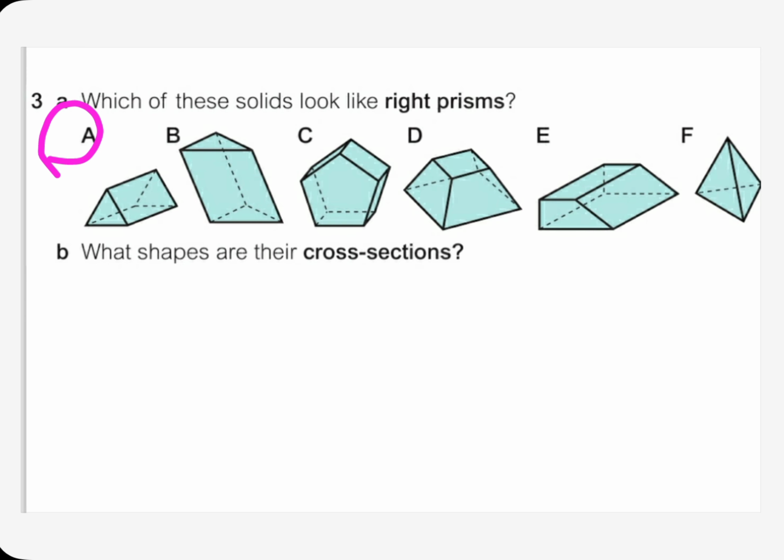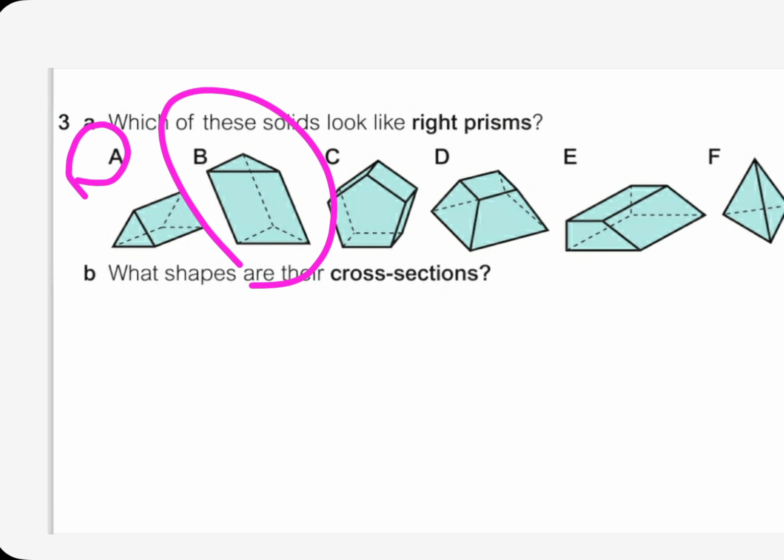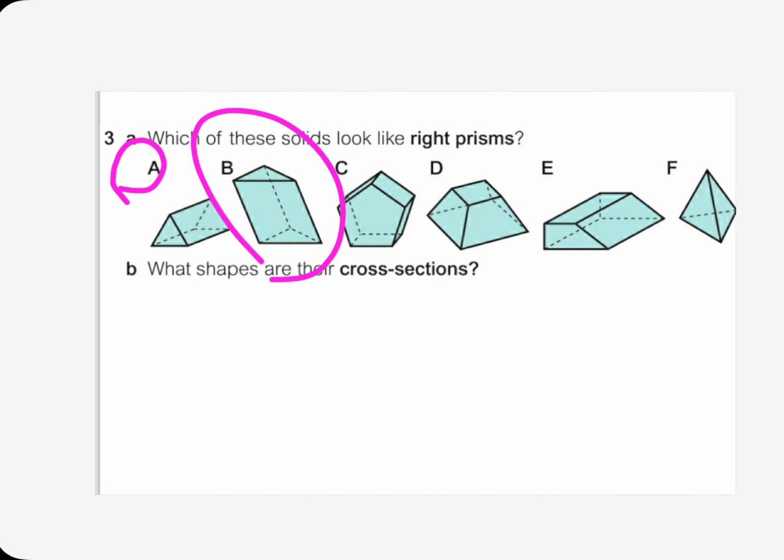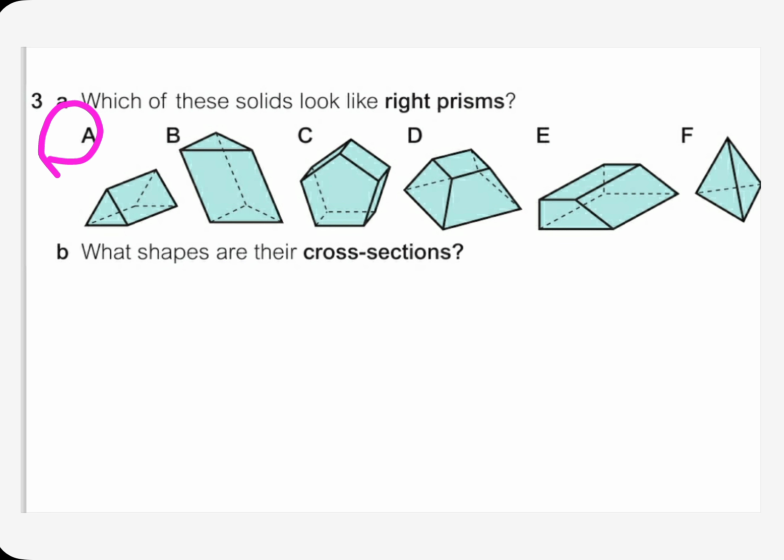What about B? As you see, B is a little bit tilted. Yes, B is a little bit tilted, so it doesn't look like it's at a right angle to the length. So B is not a right prism. Now let's look at C.